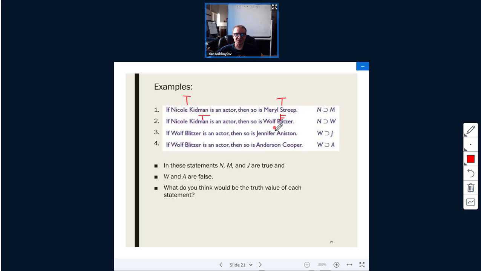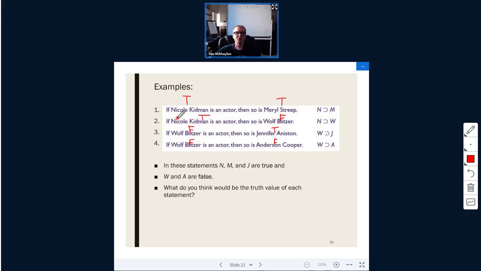Jennifer Aniston is of course an actress, so true. But Wolf Blitzer is not an actress, so false. Now, last one, Anderson Cooper. Do you know Anderson Cooper? Again, he is not an actor because just like Wolf Blitzer, he is a CNN presenter. So if you watch CNN, you should know. Great. So we are all on the same page now.